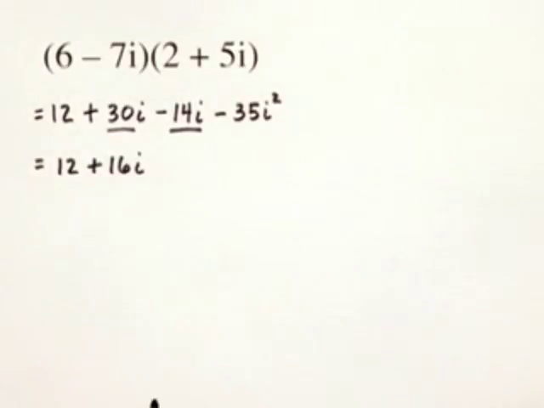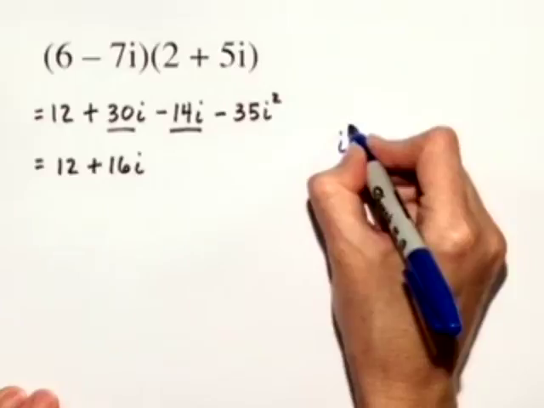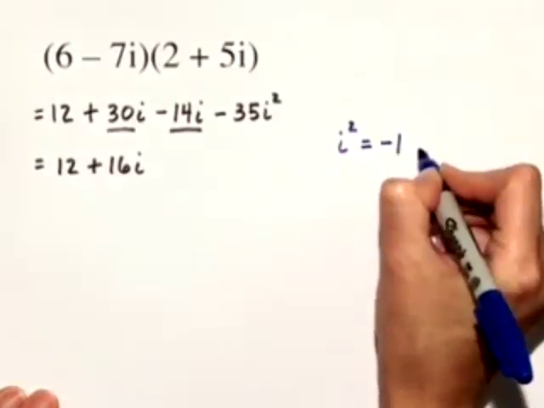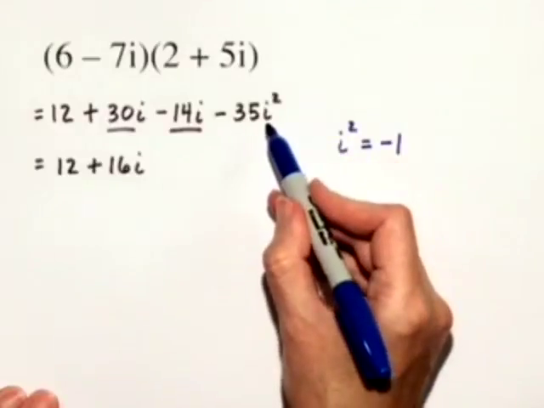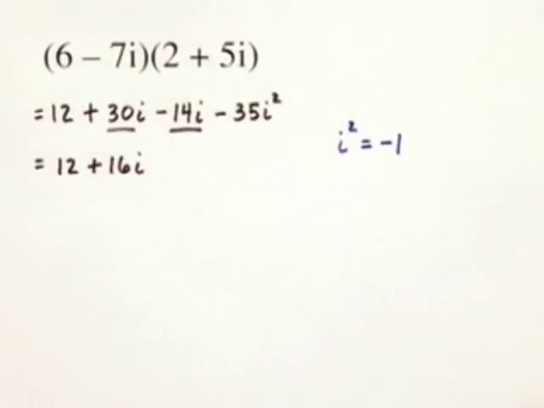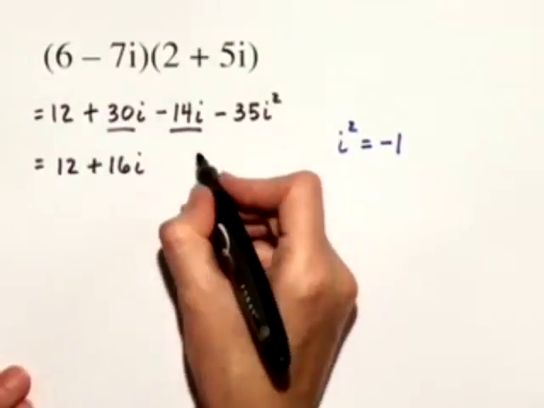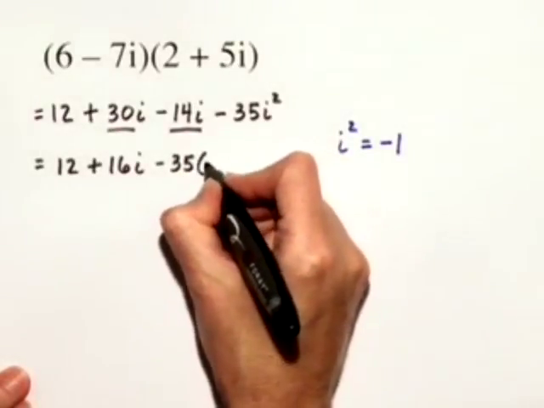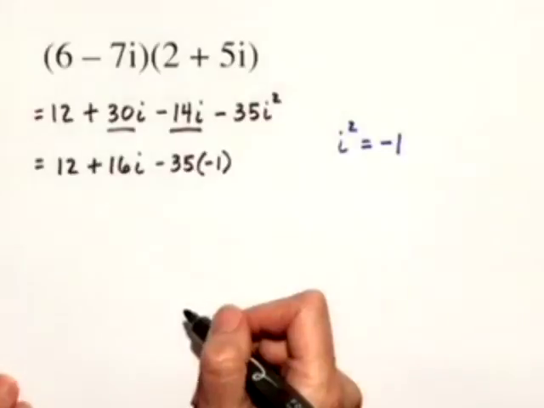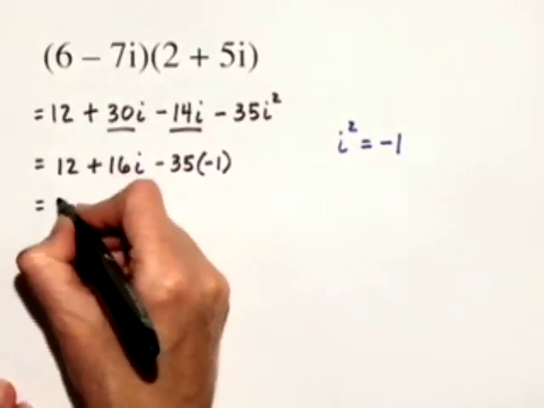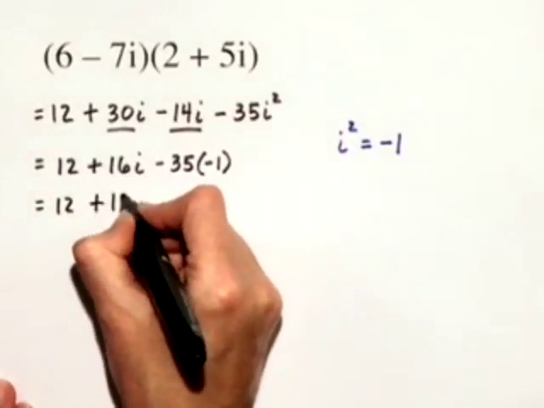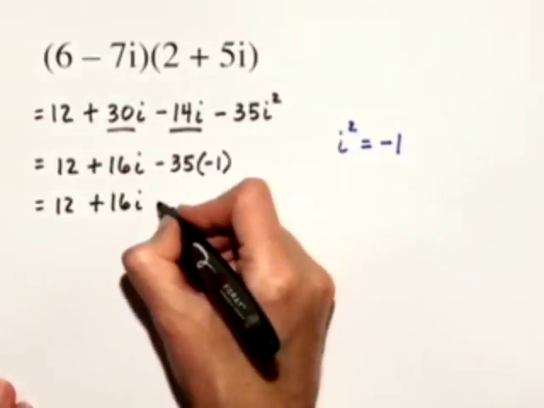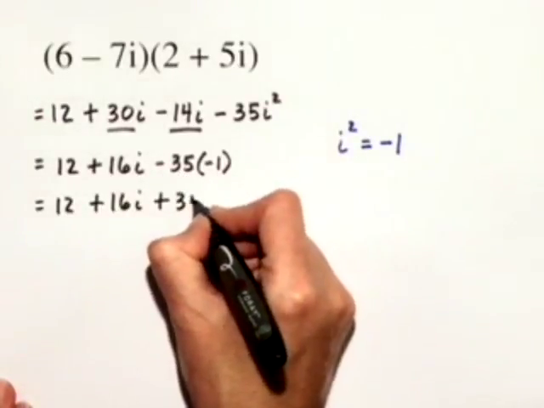Before I write that down, let's remember that by definition, i squared is equal to negative 1. So when we see an i squared, we want to substitute negative 1 in there. So we really have minus 35 times negative 1 for i squared. So we really have 12 plus 16i, and minus 35 times negative 1 becomes plus 35.